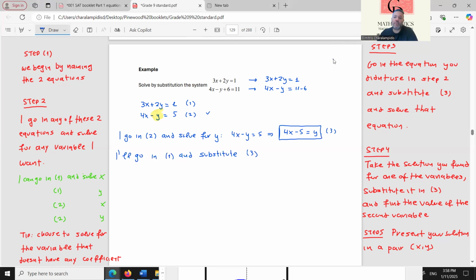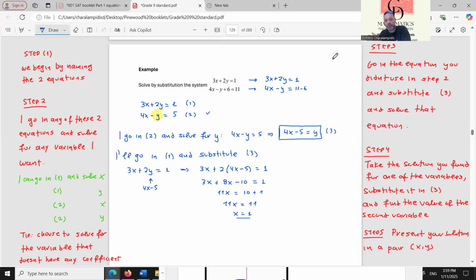This means that although the one was 3x plus 2y equals 1, now I'm going to substitute 3, but 3 suggests that y is 4x minus 5. So this means that instead of y, I should substitute 4x minus 5. And this will lead to 3x plus 2 times 4x minus 5 equals 1. And now I have to do operations. 8x minus 10 equals 1. So 11x equals 10 plus 1, which means that 11x equals 11, so x is 1.